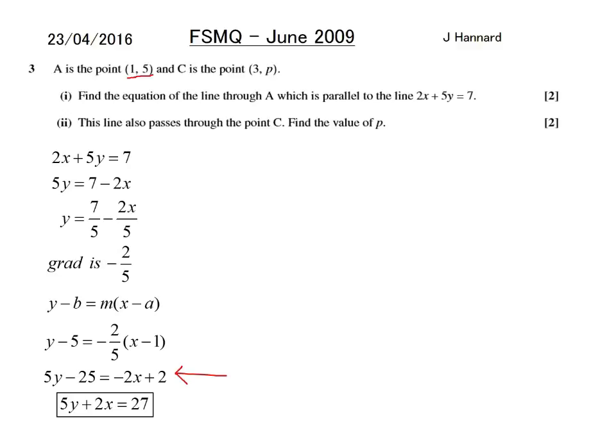So this line also passes through the point C. Find the value of p. Well, the way you test if a point is on a line is by letting the coordinate play the roles in the line. So p's playing the role of a y, and the 3's playing the role of an x. So by that logic, 5p equals 21. So therefore p equals 21 over 5. Not too bad a question, that one, for number 3.